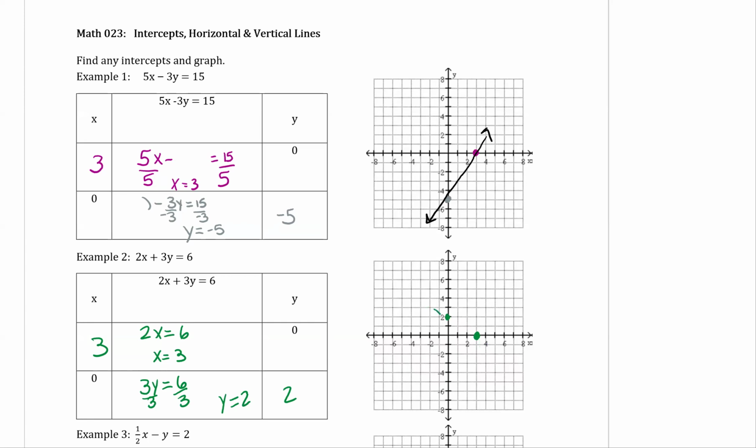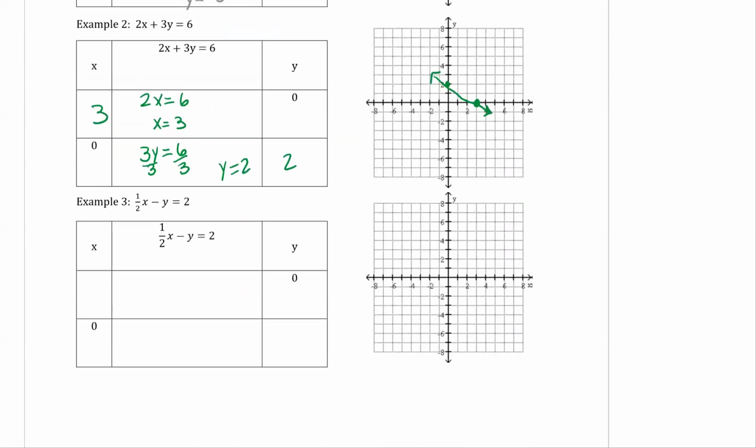What you might notice in the two equations is that the coefficients of x and y are factors of c. So for number 1, 5 and 3 are factors of 15. In other words, the coefficients of x and y divide evenly into the constant. Same with example 2: 2 and 3 are factors of 6. So when the coefficients are factors of the constant, then using intercepts is a very good way to graph.